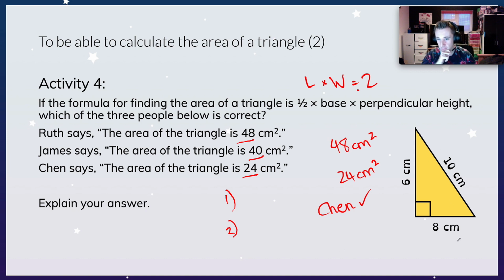So James did 8 times 10. He times the wrong sides together. He did 8 times 10, which is 80, and then he remembered to halve it, which is 40. So James's mistake, I'm really struggling to hear myself, sorry, I've got a cold. James's mistake was using the wrong sides.